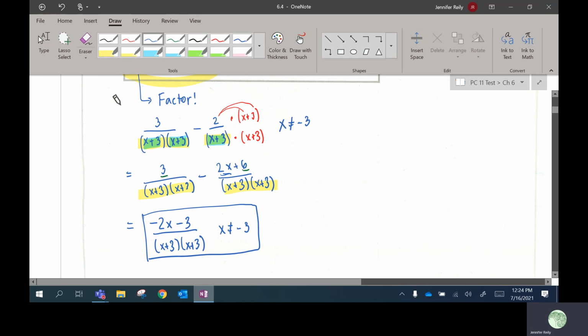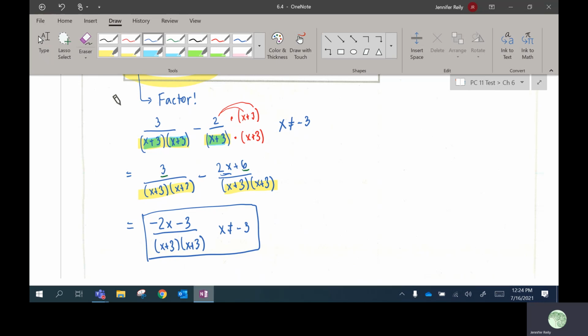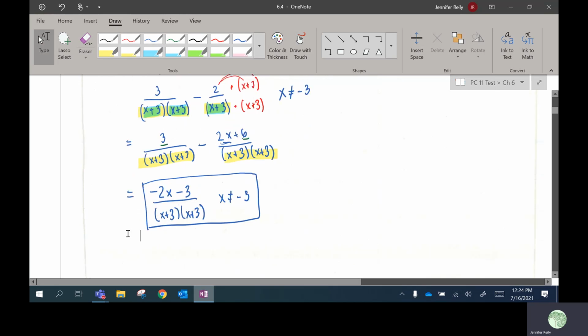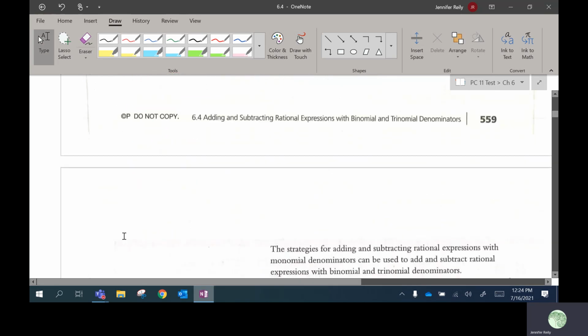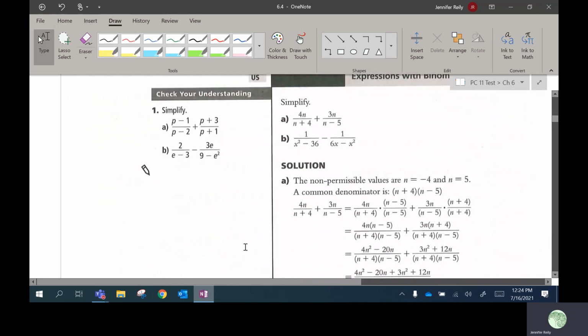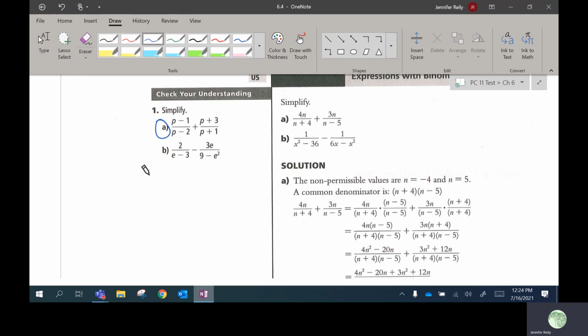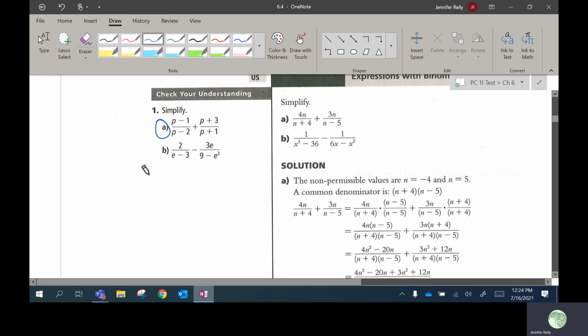So that's the main idea. Create a common denominator, add the numerators together. We're just going to be doing some more examples, but this lesson is not too long because that's the key idea here. So let's go ahead and try check your understanding number 1. If you actually want to try this on your own, you can. I'm just going to do 1A, and if you want to go ahead and do 1B, you can as well. Okay, so let's look at 1A together.